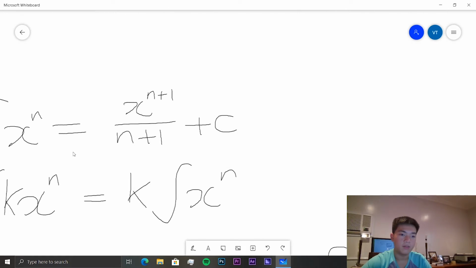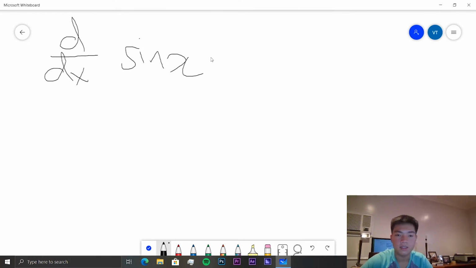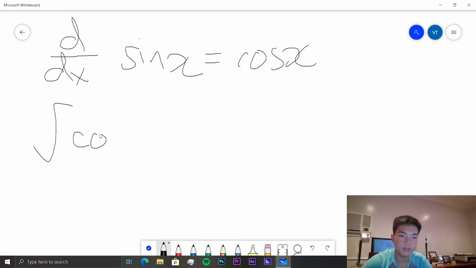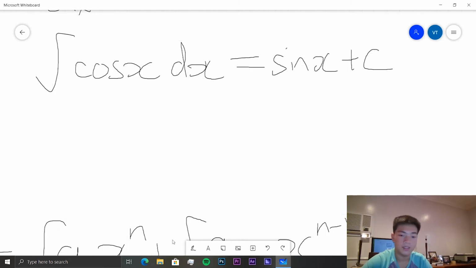So we know how to integrate these. How about the trigonometric functions? Well, we know that d over dx of sine x is equal to cosine x. So conversely, if we take the integral of cosine x, this should be equal to sine x plus c, because it's the reverse of differentiation.